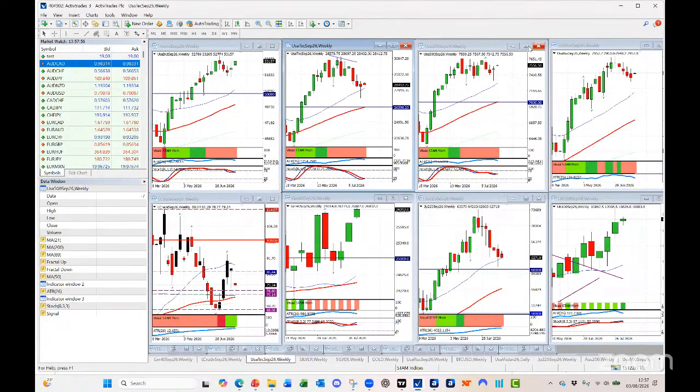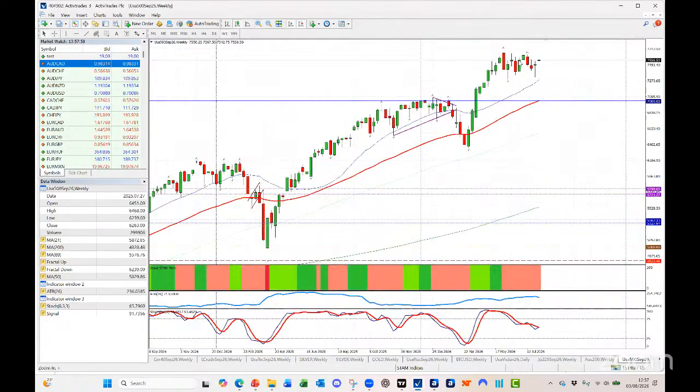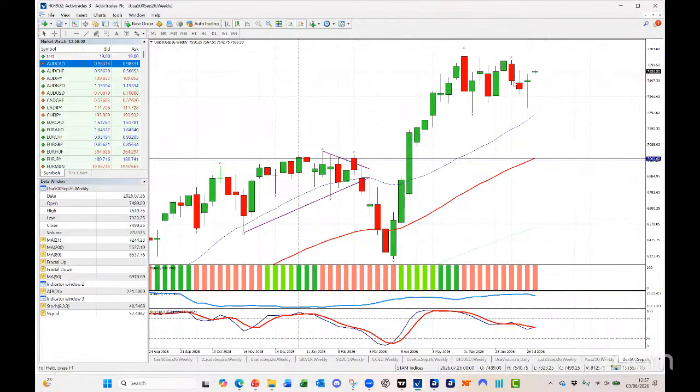That's what I'll be watching for. S&P 500, not dissimilar. Last week's candle, having thought that we would kind of drift lower, we actually had that little bit of a bullish pin bar. It's a bit of a three-bar reversal.